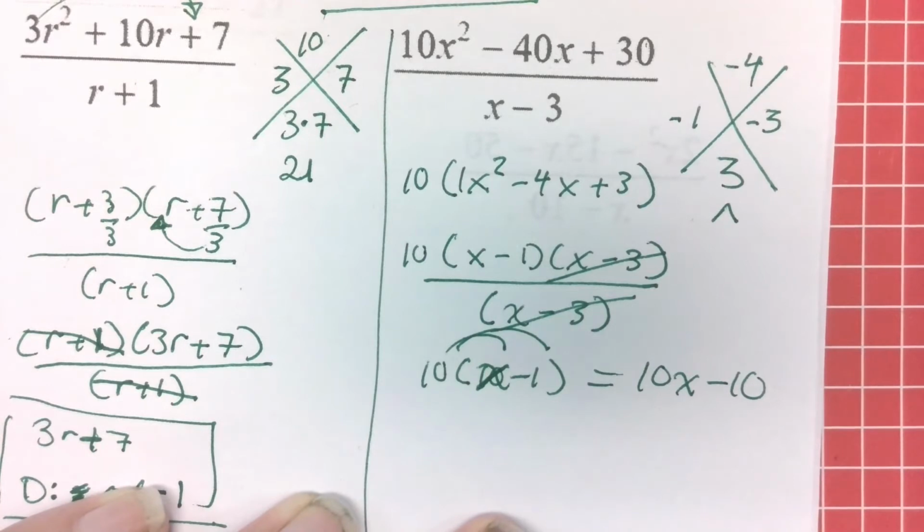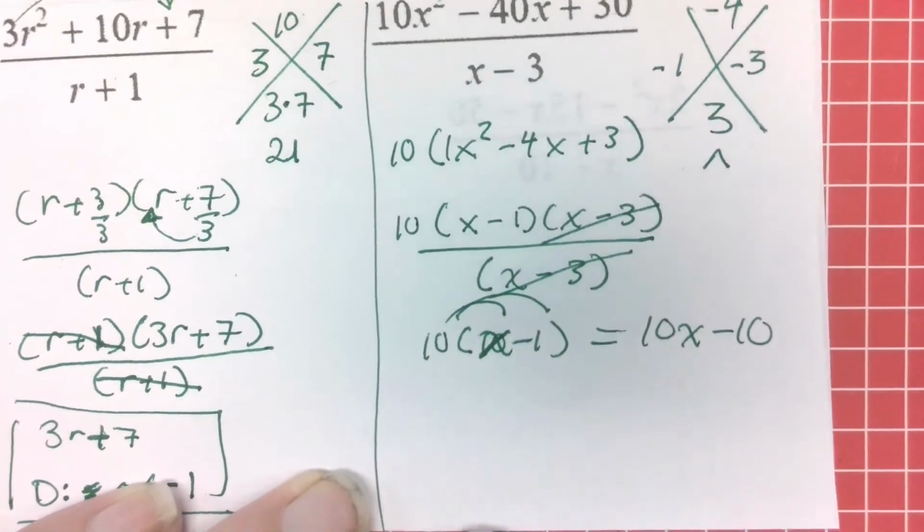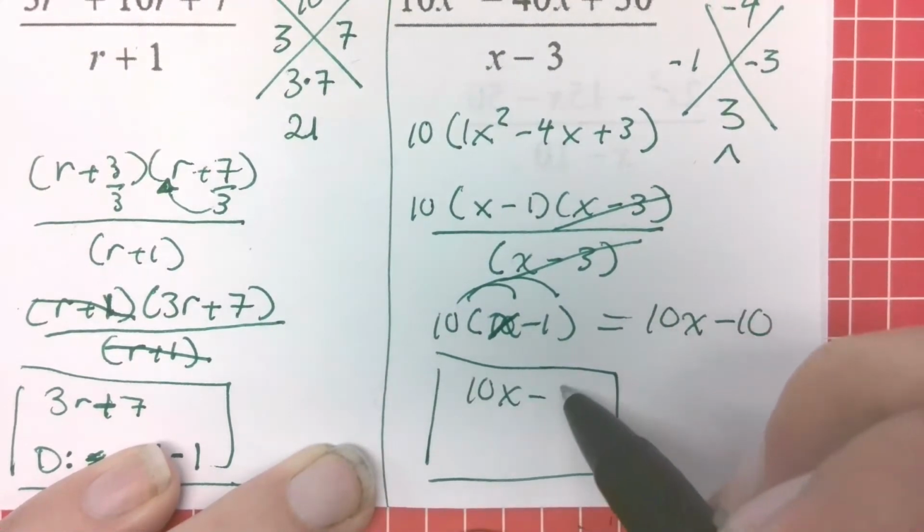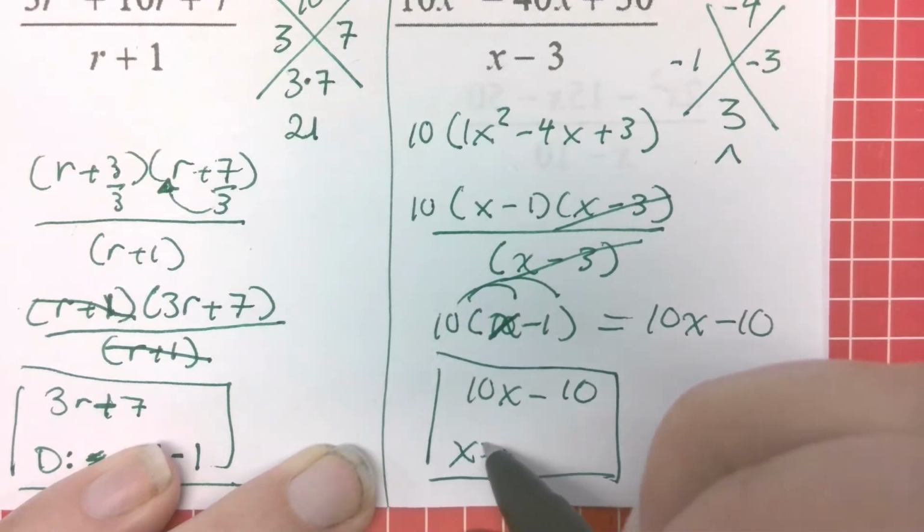My brain is a little bit done today, and by a little bit done, I mean holy Lanta is it done. Okay, so our final answer is going to be 10x minus 10. Now what is x not allowed to be?